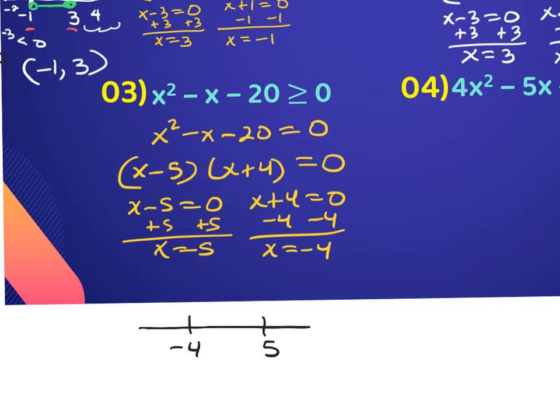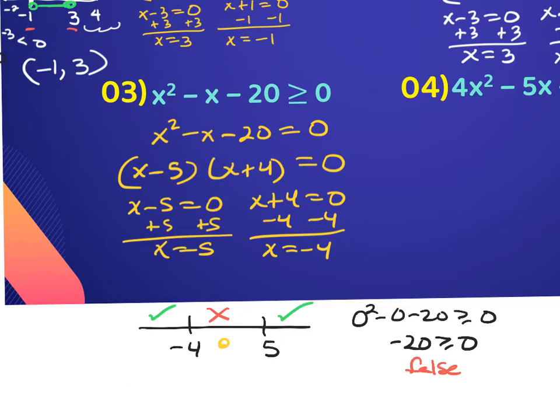Anytime you have one of your solutions being negative and the other positive, always know that 0 is going to be located here in the middle. Now, if both of them were positive, then we would know that the 0 would have been over there on the far left. All right, so now again, let's plug in 0 into our original. So 0 squared minus 0 minus 20, greater than or equal to 0. Is -20 greater than or equal to 0? No, it is not. This is false. So now the area with the 0 gets the X, and the two sides get the check marks, because again, the pattern will repeat.